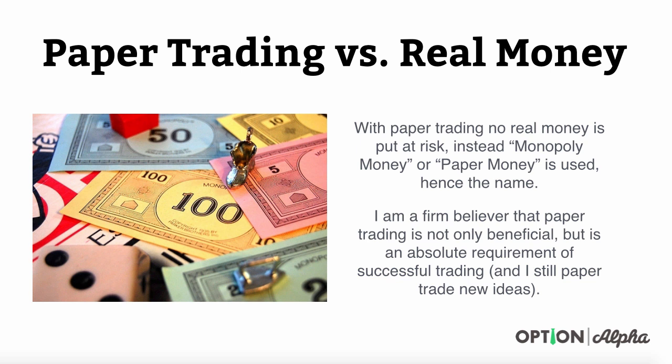And in today's video, I just want to talk about some of the differences that you should be aware of between paper trading and real money trading. So again, with paper trading, no real money is put at risk, and that's why people really like it. It's kind of this monopoly money that you can use, hence the name, the paper money that you can trade, and it gets you acclimated to the broker platform and to the margin and to the markets.